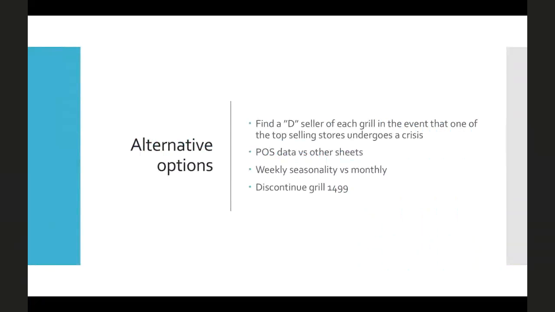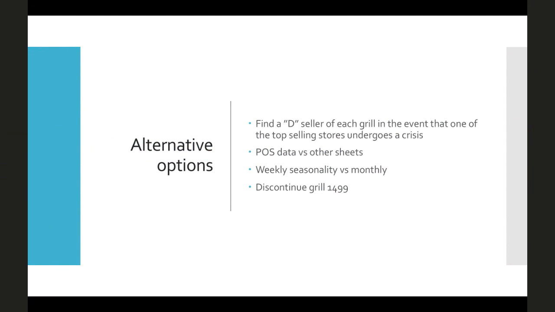As far as our alternative options for our deal, we could also find a D-seller for each grow. So in the case of a crisis going on in one store, where that store has to close, we have a backup store to which we can ship grows so that we don't end up losing entirely too much money.